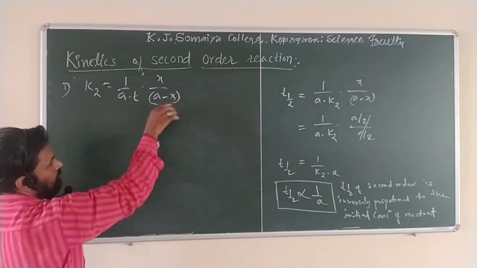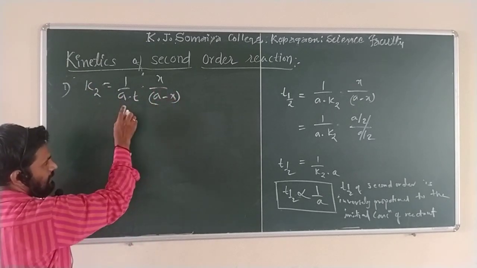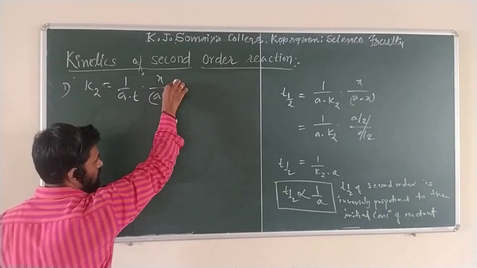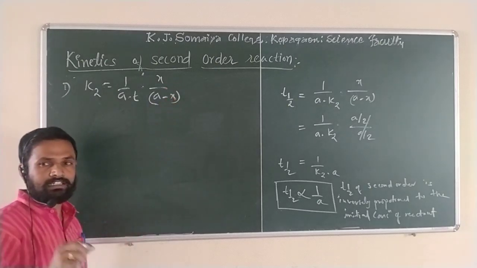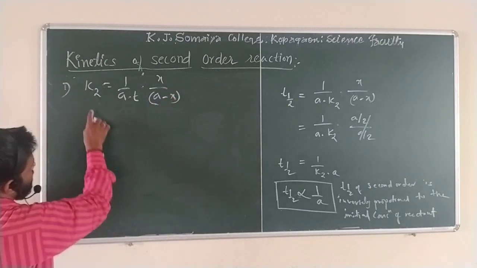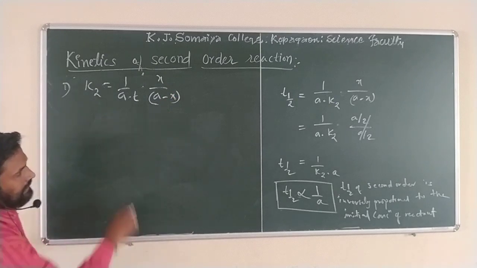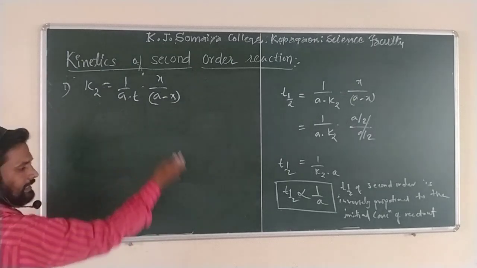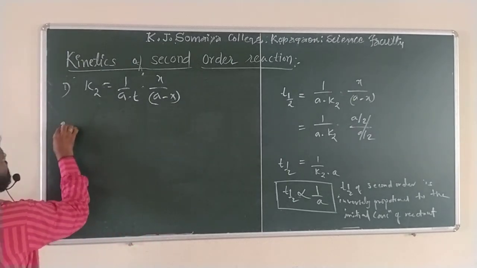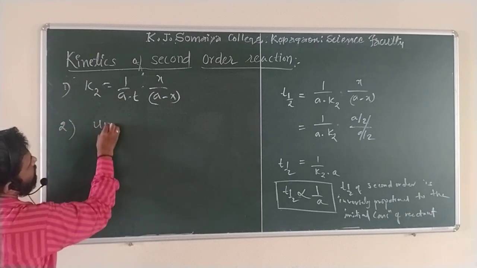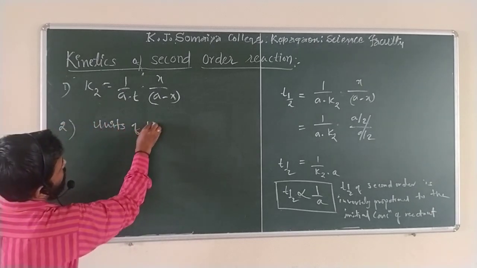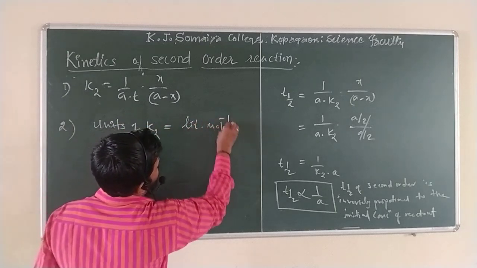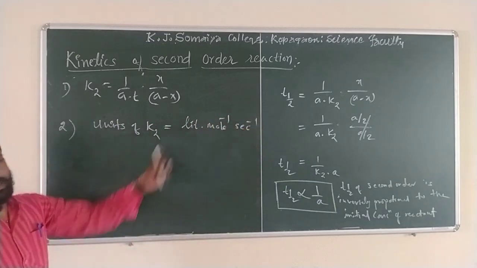What is a? a is the initial concentration of reactant. t is the time taken. x is the concentration of product. a minus x is the concentration of reactant remaining at that time. So K2 equals 1 upon a t, x upon a minus x, that is the equation we determined. Second, we saw the units of K2. What are the units of K2? Liter per mole per second. This we determined.